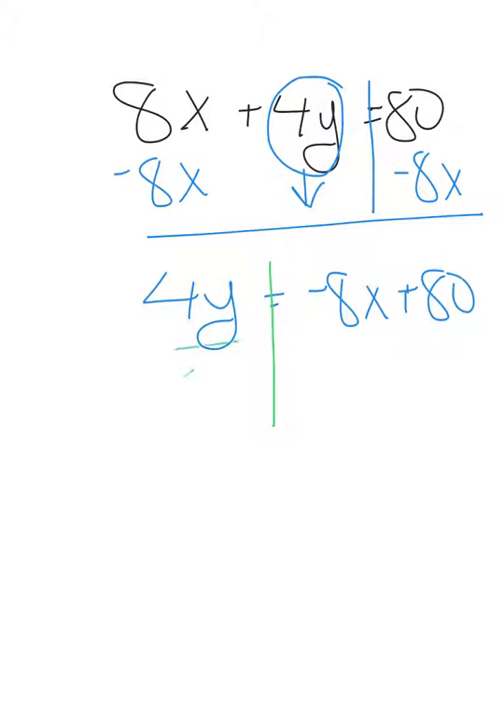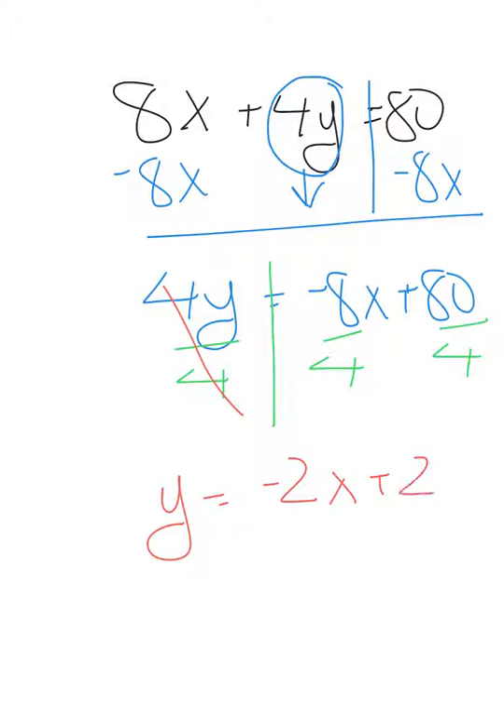Opposite of multiplication is division, so I'm going to divide by 4. And remember, we need to divide everything by 4. 4 divided by 4 is 1, so that leaves me with y. Negative 8 divided by 4 is negative 2. 80 divided by 4 is 20. So I have the equation y equals negative 2x plus 20.